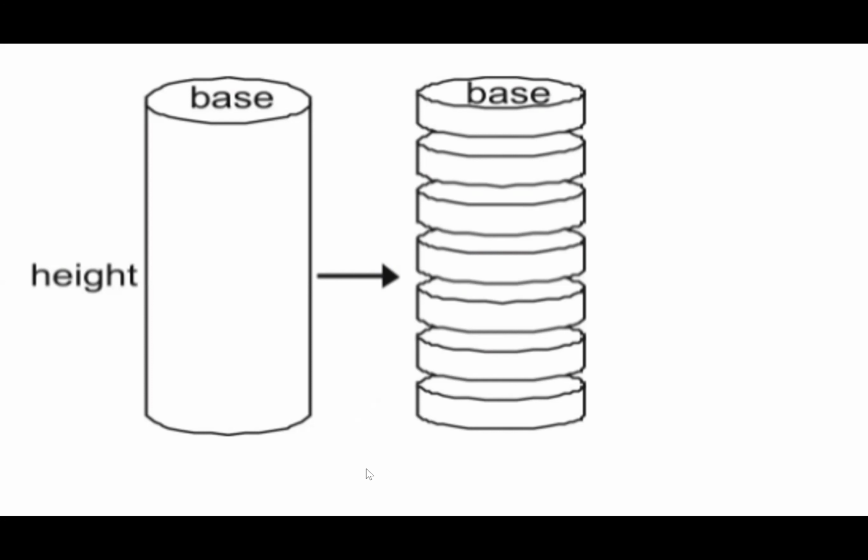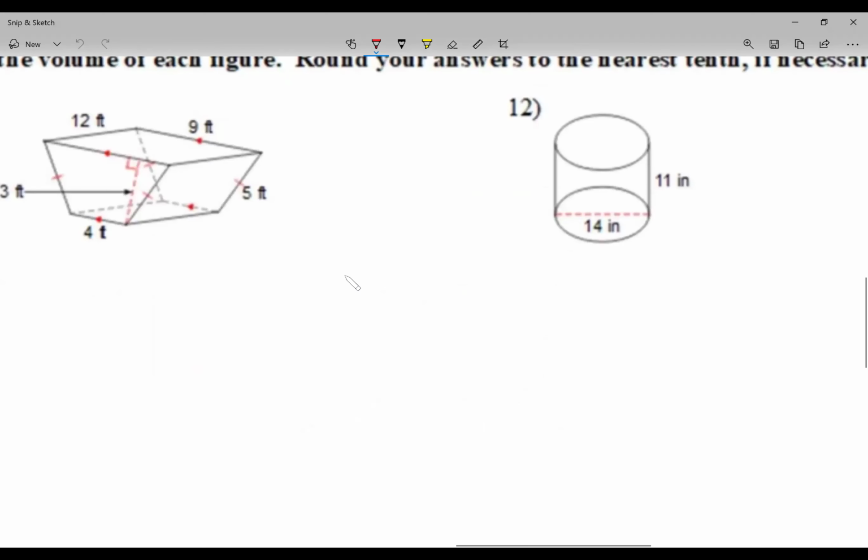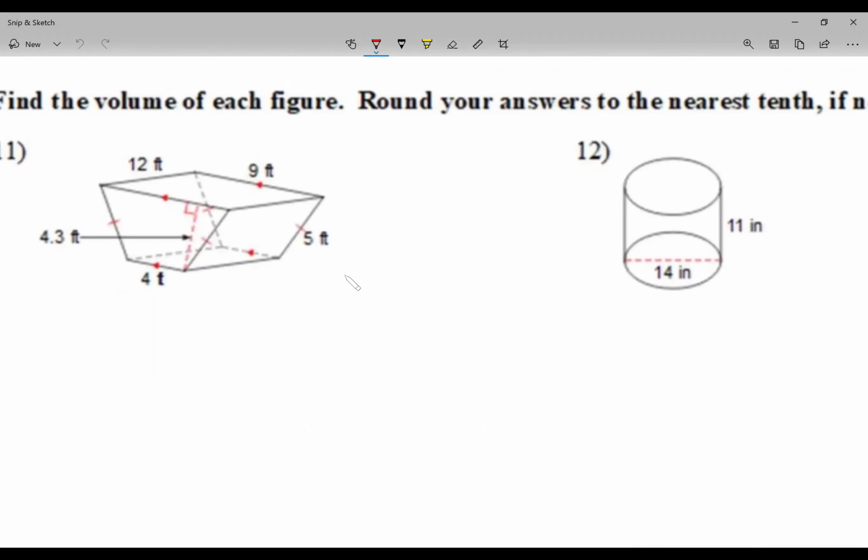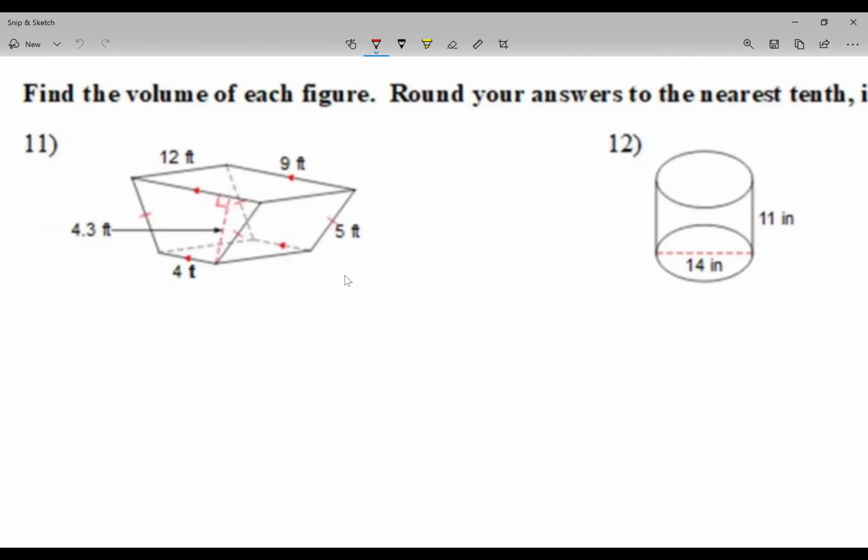Having that said, let's take a look at our work now. Looking at question number 11, I mentioned last week, the first thing we do when we're looking at prisms is look for a shape that is not a rectangle, because I'm going to go for the volume of a prism: the area of the base times the height. And remember, when I say base, I'm talking about a shape. In my case, let me highlight it here. We see a trapezoid.